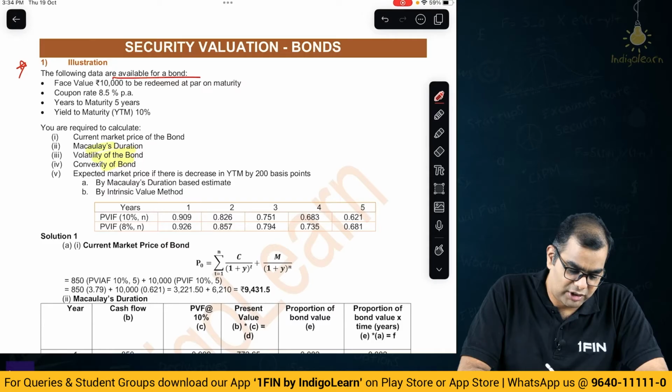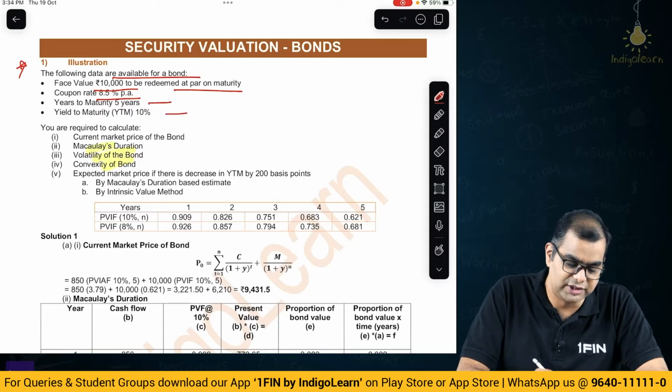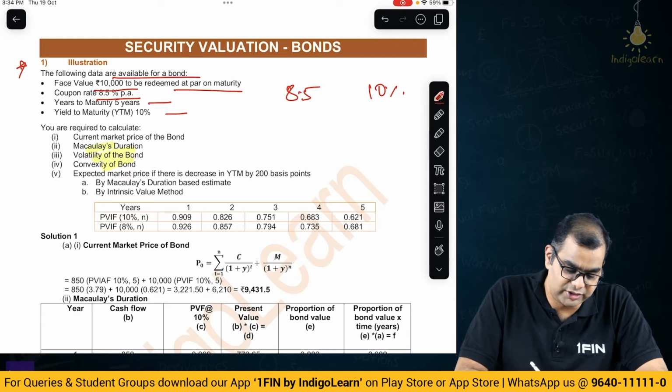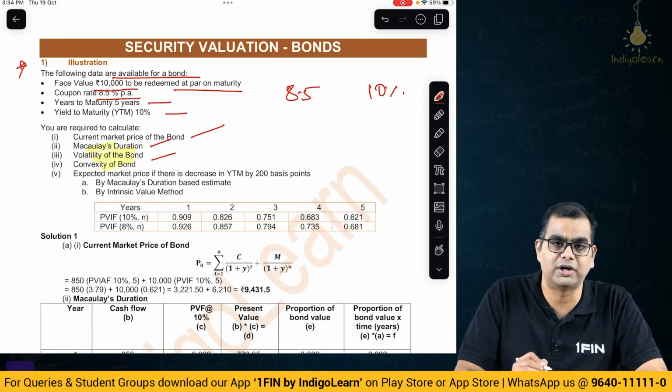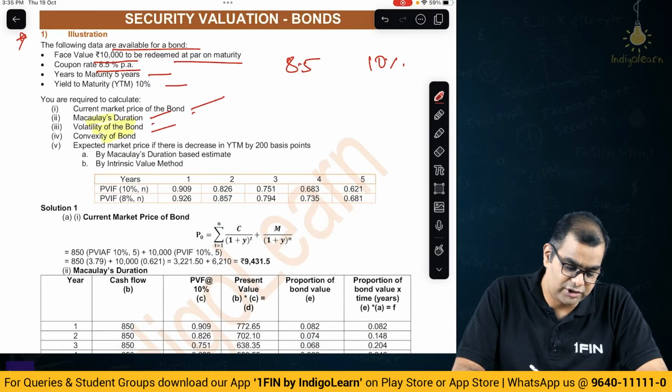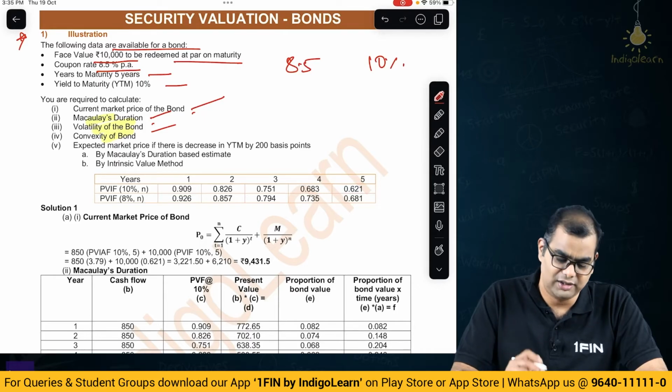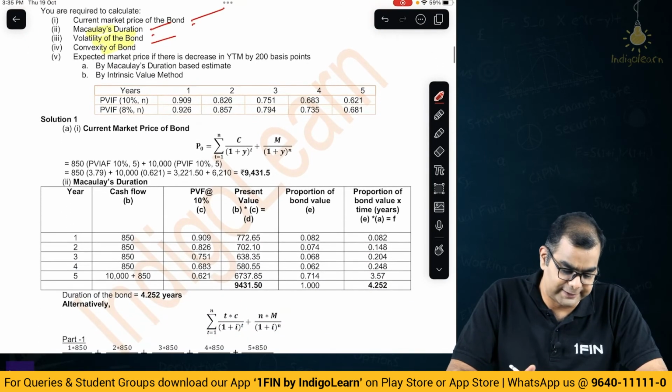The following data is available for a bond. Face value is 10,000 to be redeemed at par on maturity. Coupon rate is 8.5. Maturity is 5 years. Yield to maturity is 10%. We don't know when the issue date is. We know that from today onwards 5 years maturity is there. Find out the current market price of the bond, the Macaulay duration of the bond, and volatility of the bond. So you have to find out the current price of the bond, Macaulay duration, volatility, convexity. So we will compute the first 2 or 3 and then we will get back to the others later.